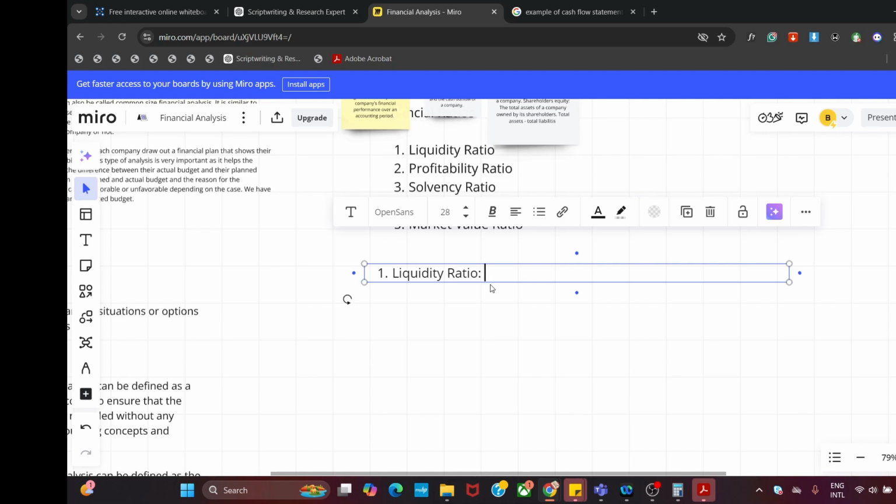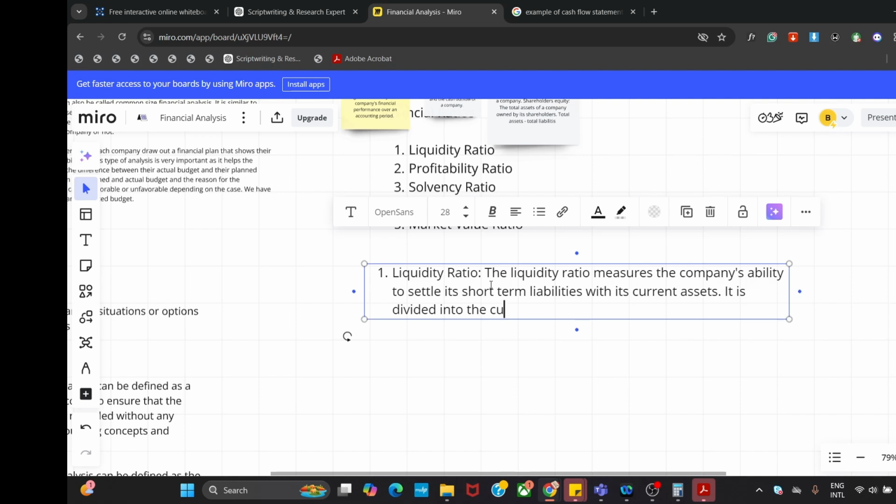So another thing you need to understand about the liquidity ratio is that it is divided into two ratios. It is divided into the current ratio and the quick ratio, which is also known as the acid test ratio. So now let's go ahead and take a note of the current ratio and the quick ratio.